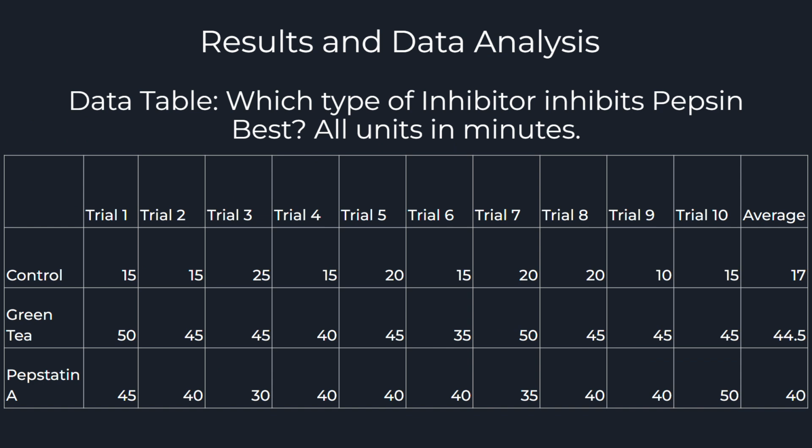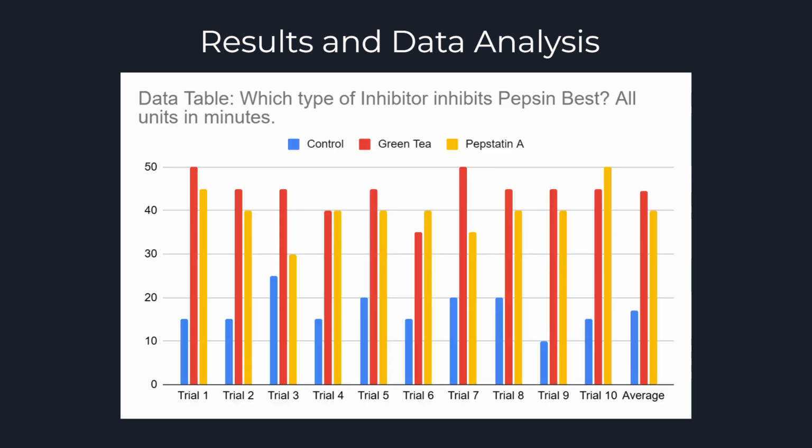Results and data analysis. The title of my data table is which type of inhibitor inhibits pepsin the best. All units are in minutes. The average for the control is 17 minutes. The average for the green tea is 44.5 minutes. And the average in minutes for peptide A is 40 minutes. The results and data analysis for this is labeled here.